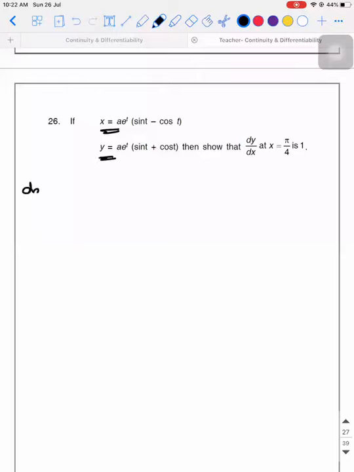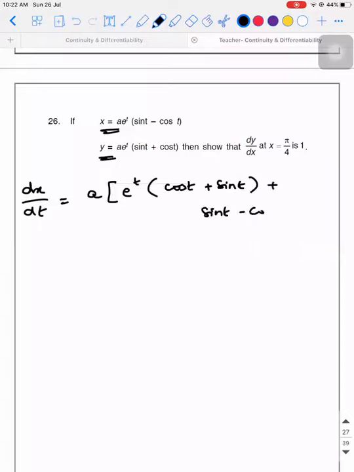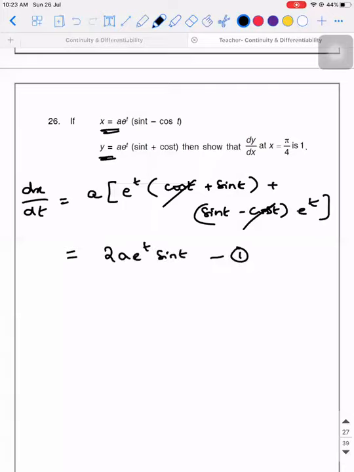So dx by dt. Tell me, with respect to t, dx by dt is what? a e power t into cos t plus sin t, that's it, plus sin t minus cos t into e power t. So what gets cancelled? e power t is there, minus cos t is gone. So you will have 2a e power t into sin t. That is equation number 1.